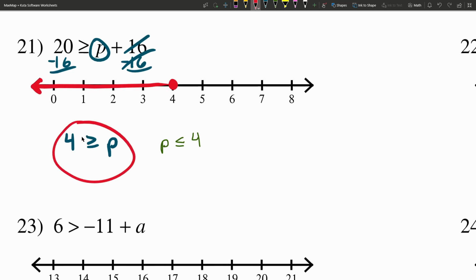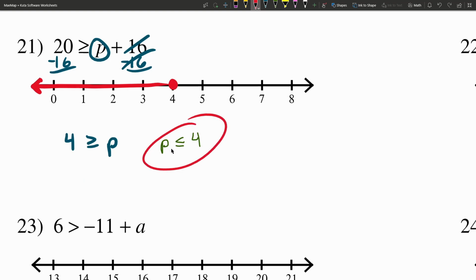From this inequality, we know that 4 is the largest value. 4 is greater than or equal to p, so we don't want to shade to the right. We want to shade to the left. And from this, we know that p is less than or equal to 4, so we're going to shade all those values less than or equal to it. Just a couple different ways to think about these problems.